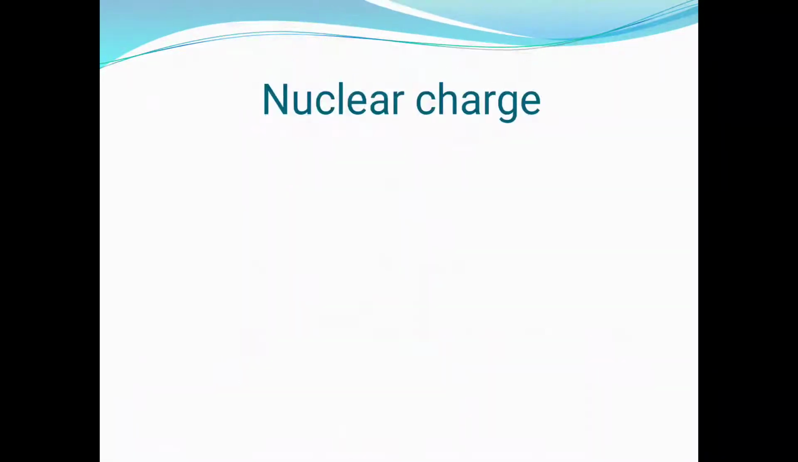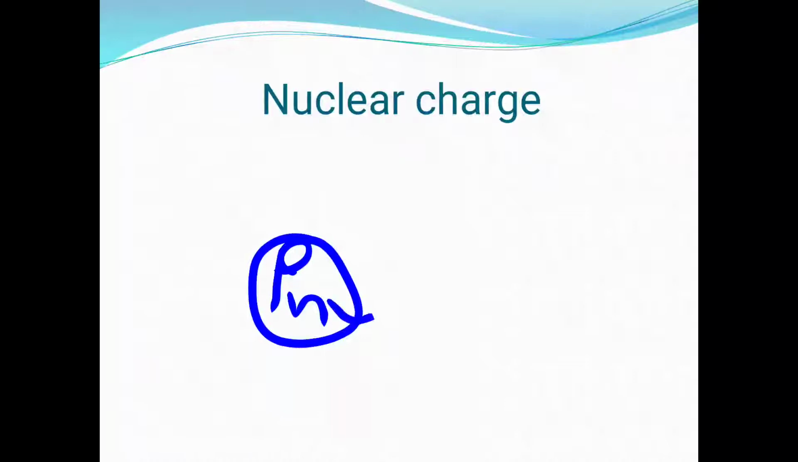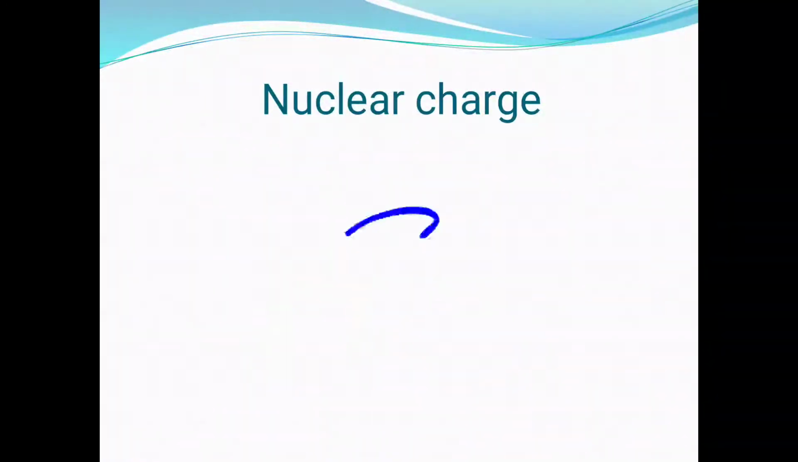Let's see one more parameter, that is nuclear charge. We know that all the atoms have nucleus at its central position, right? So the nucleus possesses protons and neutrons. Neutrons are electrically neutral, that means they don't have any charge on them, and the protons have positive charge on them. That means the nucleus is positively charged due to the presence of protons, right?